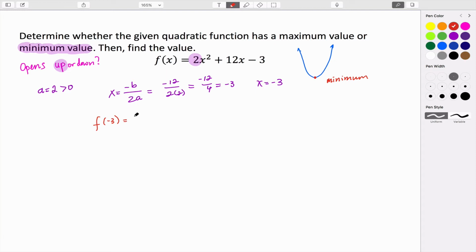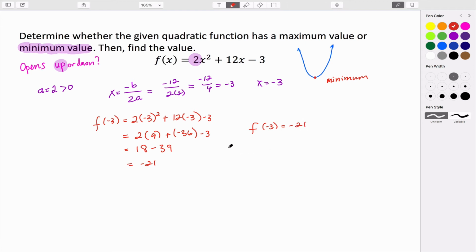So let's substitute. So we have 2 times negative 3 squared plus 12 times negative 3, all of that minus 3. So negative 3 squared, that's 9. So 2 times 9 plus 12 times negative 3, that's a negative 36 minus 3. So we get 18, and then negative 36 minus 3, that's negative 39. So 18 minus 39, that gives us negative 21. So f of negative 3 is negative 21.